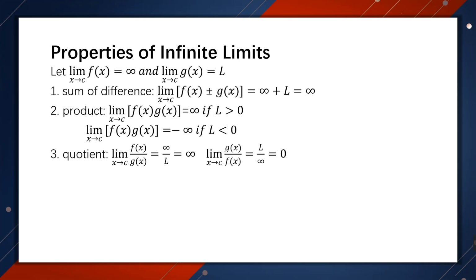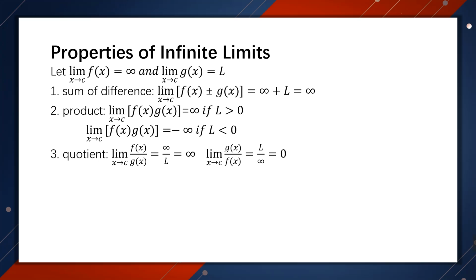Then come the properties of infinite limits. If the limit of f of x as x approaches c is infinity, and the limit of g of x as x approaches c is the number L, we know that the sum or difference works like this: the limit of f of x plus or minus g of x as x approaches c equals infinity plus or minus the number L. So it can be seen as positive infinity.